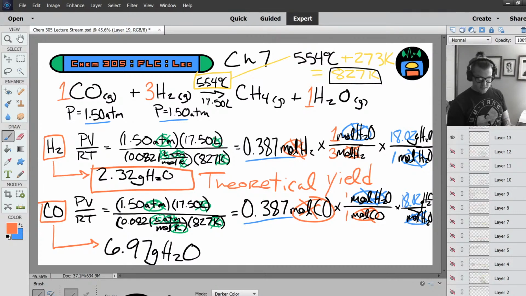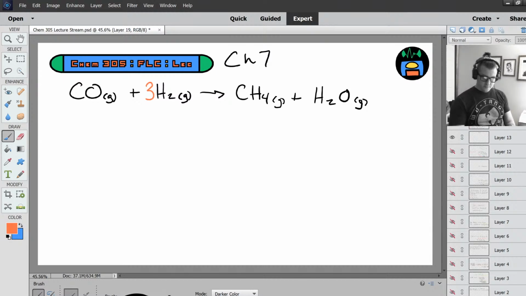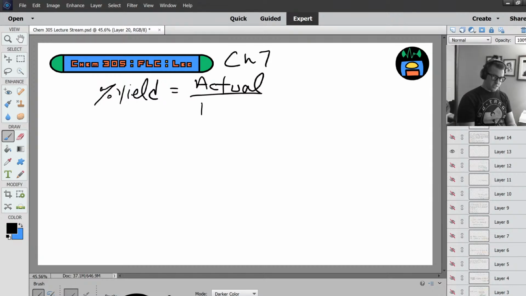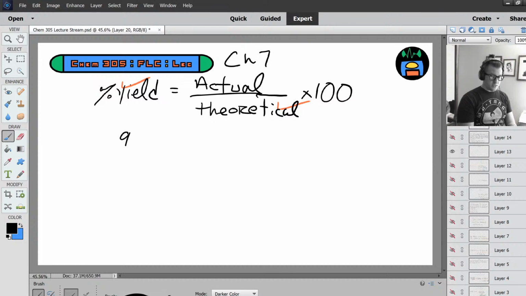We have one step left in this problem, and that is calculating our actual yield. We've been given our percent yield. We know percent is actual over theoretical times 100. We know percent yield, and we just calculated theoretical, so we can solve for actual yield. Our percent yield is 9.8.